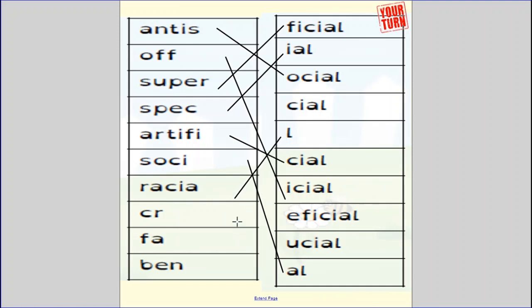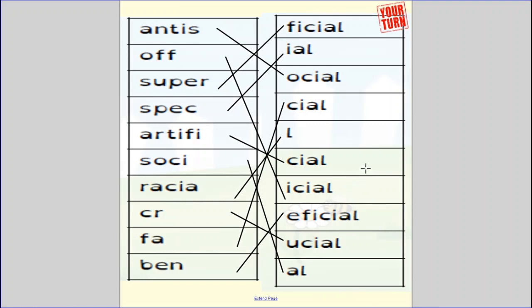The next is crucial. So if something is crucial, it's vital, it's extremely important. The next is facial. It's an adjective to describe anything to do with your face. And then the last word is beneficial. So if something is beneficial to somebody, it's something that supports them. Okay, that helps them with something. Okay, how did you get on?